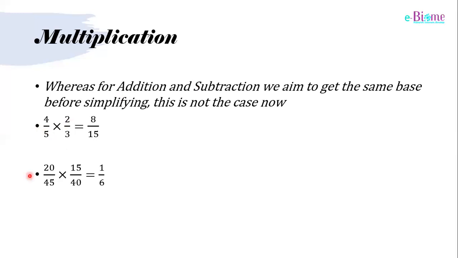Likewise with example number 2, we have 20/45 multiplied by 15/40. This case is a bit different, because whereas for the first one we simply multiplied the numerators and multiplied the denominators and kept it as is, for the second example, if we do that, 20 multiplied by 15 would be a complex number.